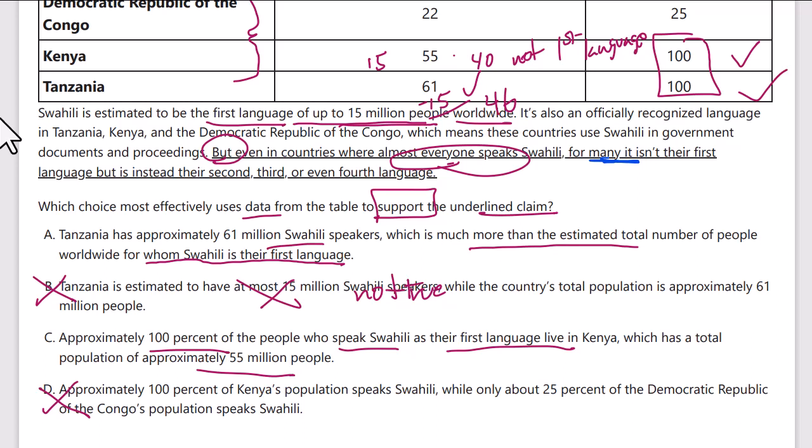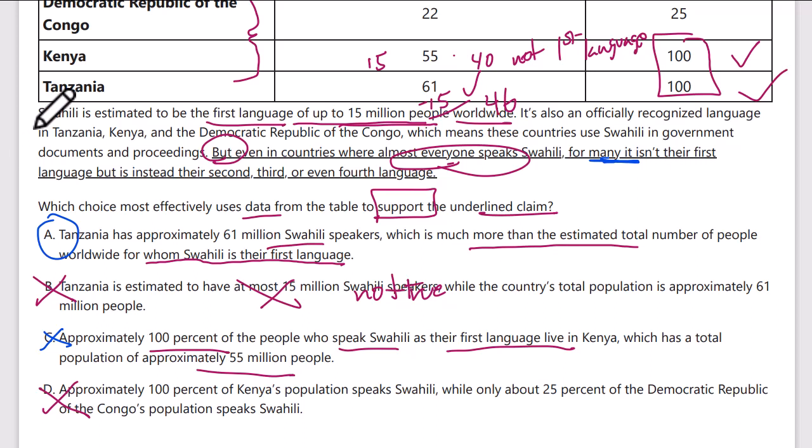Okay, I think I see the difference. My problem with A and C is they both logically lead to the same conclusion. If 15 million people are first language speakers in either Tanzania or Kenya, then the majority of the other people in that country must be second language speakers, which is the underlying condition. I'm reading C as though it's the premise, but remember the question says you must use data from the table. Nothing in the table says, as in answer choice C, that the 100% or 15 million first language speakers live in Kenya. That is just not the case.